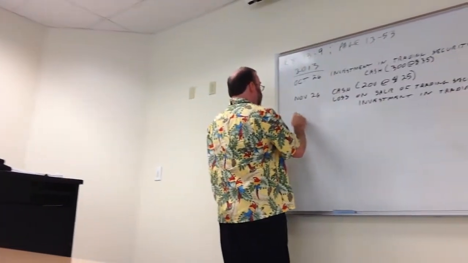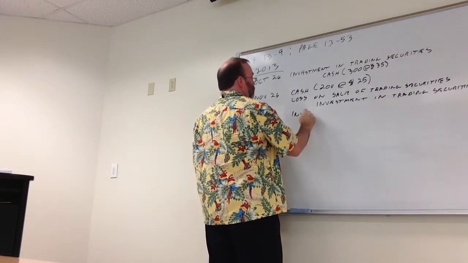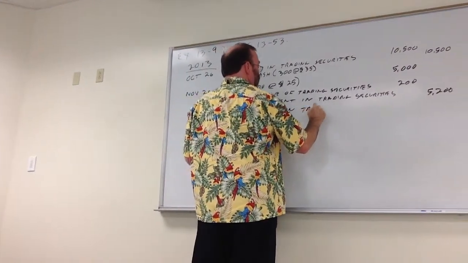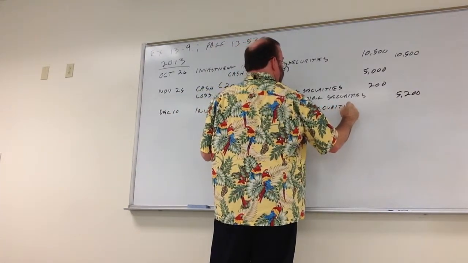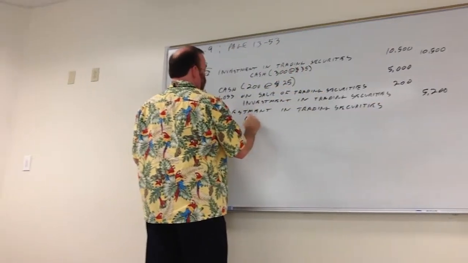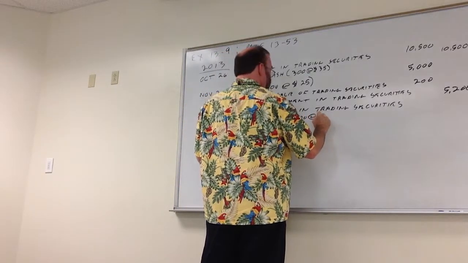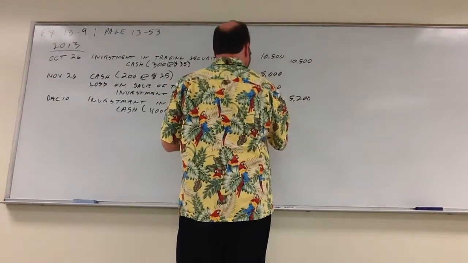And then lastly, on December 10th, we bought 400 shares of Gray Company common stock for $41 a share. So December 10th, we debit investment in trading securities, and we credit the cash for 400 at 41. So that's $16,400.